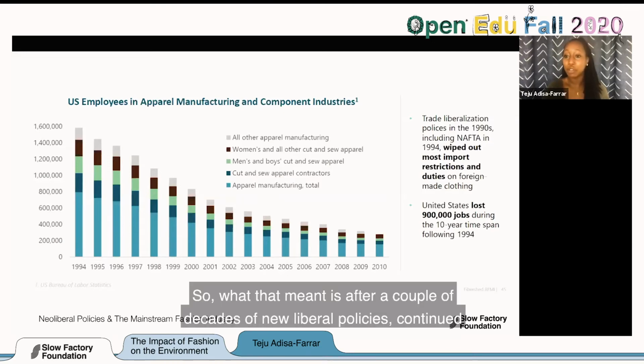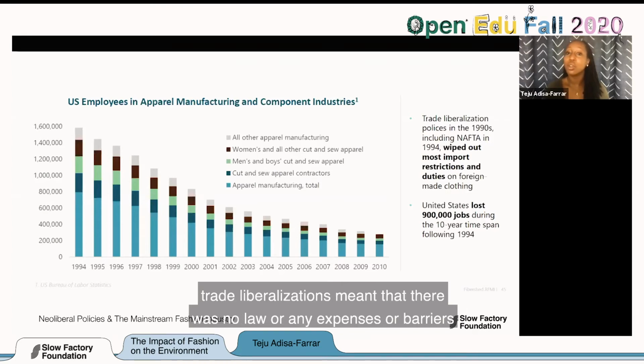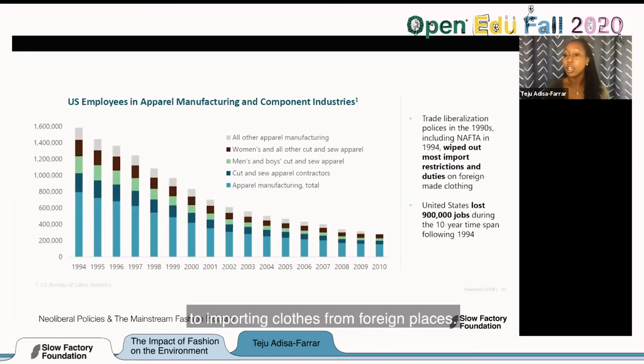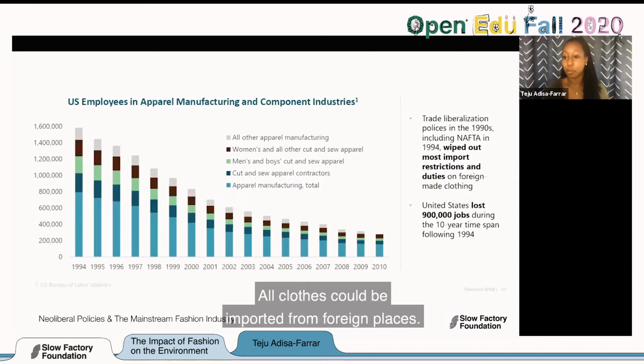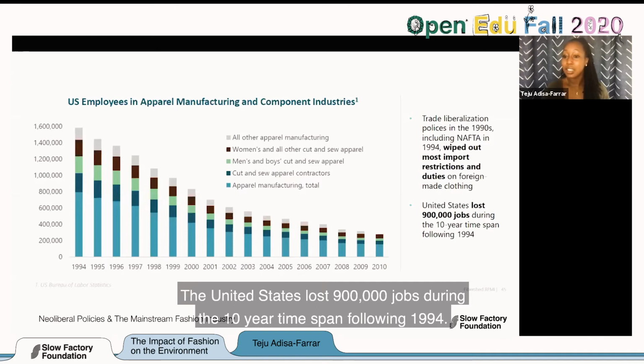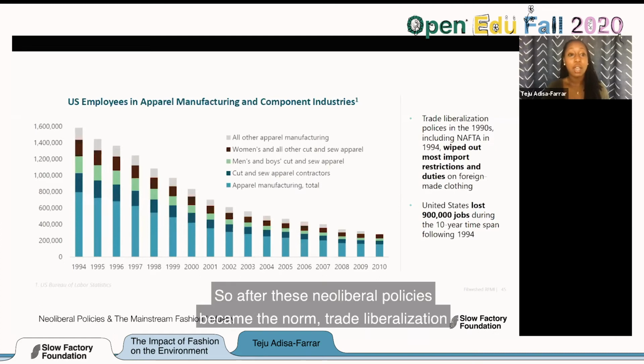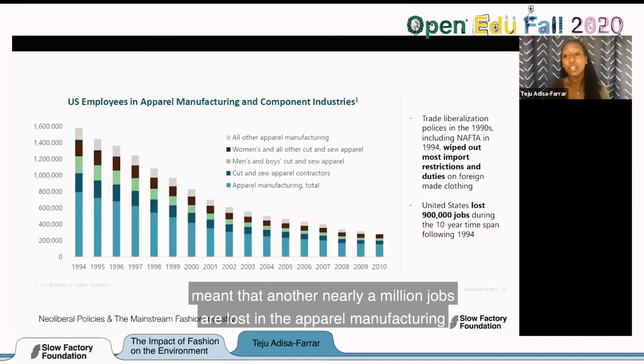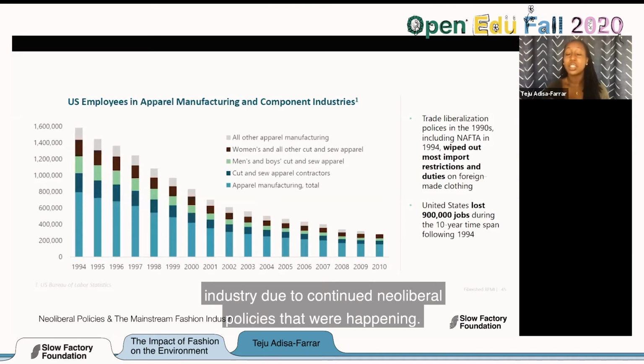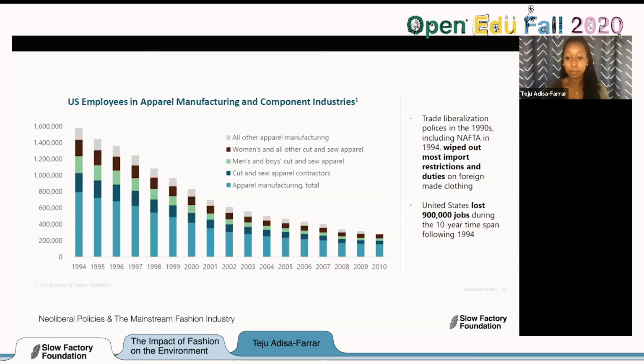So what that meant is after a couple of decades of neoliberal policies, continued trade liberalizations meant that there was no longer any expenses or barriers to importing clothes from foreign places. So that meant it was a free-for-all. All clothes could be imported from foreign places. The United States lost 900,000 jobs during the 10-year time span following 1994. So after these neoliberal policies became the norm, trade liberalization meant that another nearly 1 million jobs were lost in the apparel manufacturing industry due to continued neoliberal policies.